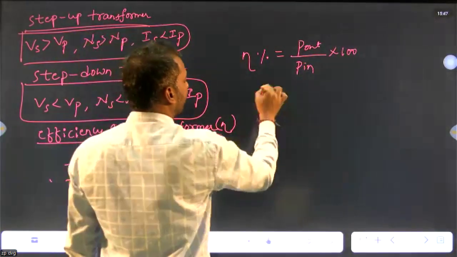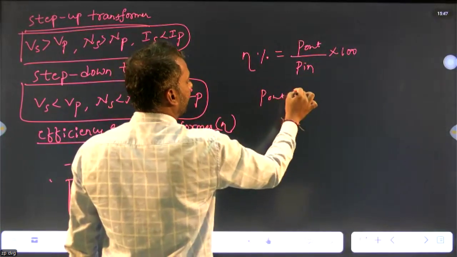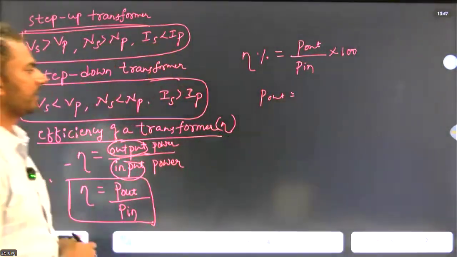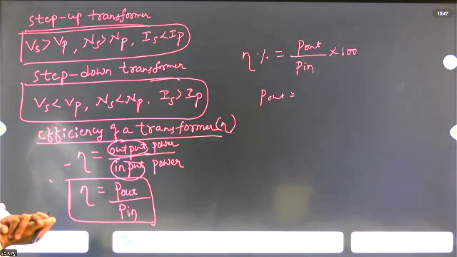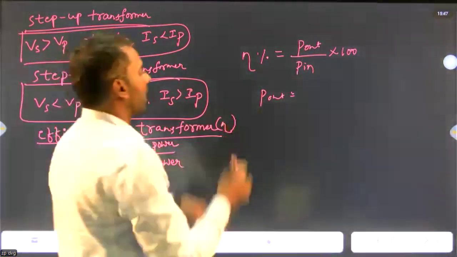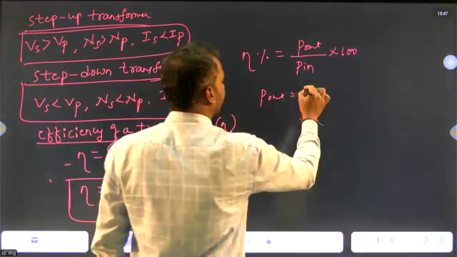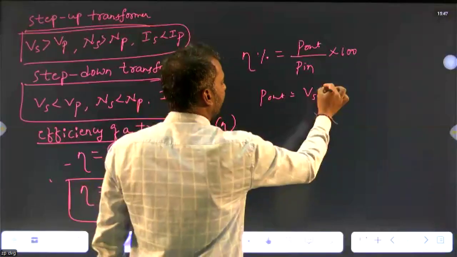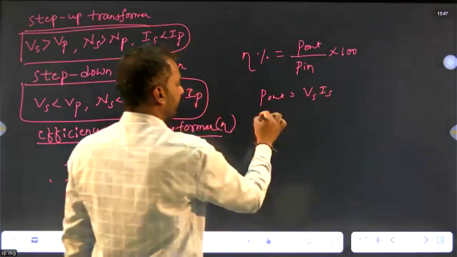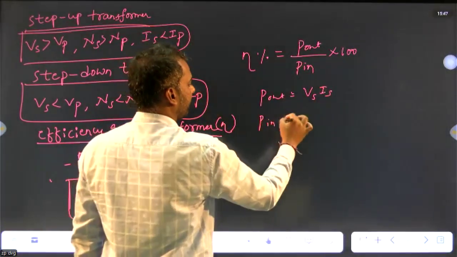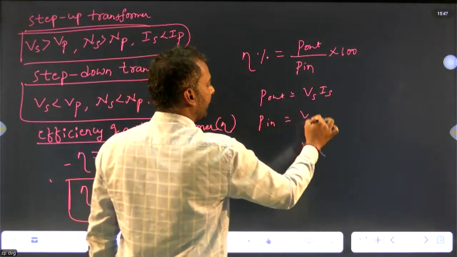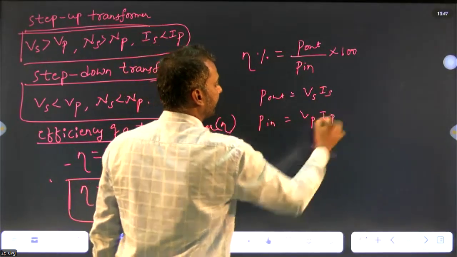What is P output? Output power. Power means the product of voltage and current. Output power means the product of the current and voltage in the secondary coil. P output is equal to Vs into Is. P input is equal to Vp into Ip.